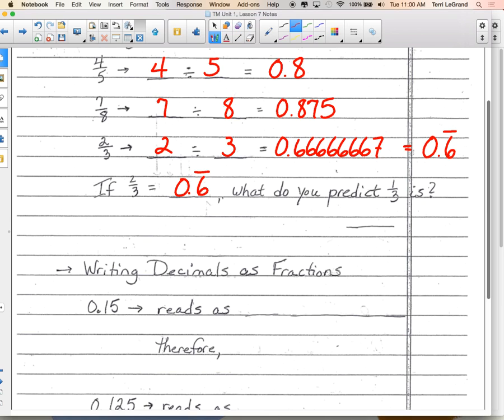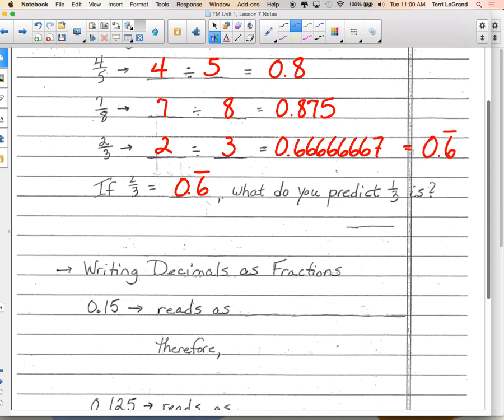Got it for me, Sylvia? No? Yeah. What do you predict? Do you want to predict? She has a 0.3 with a repeating bar over the 3. Anybody else predict that?